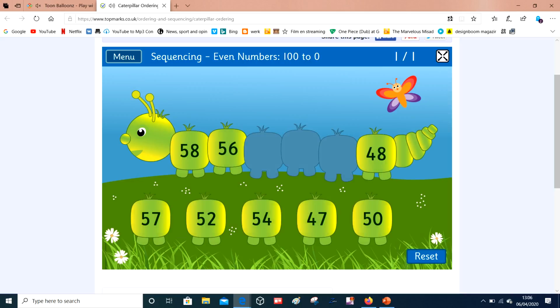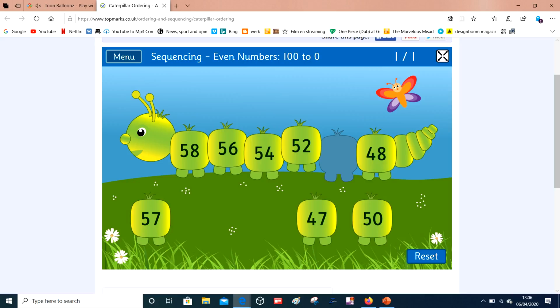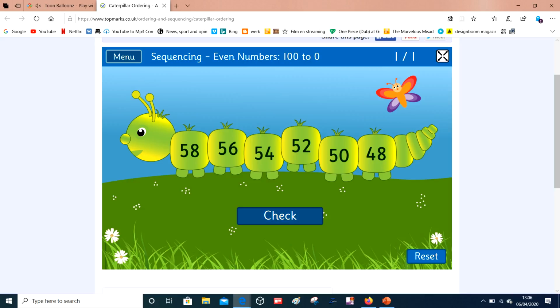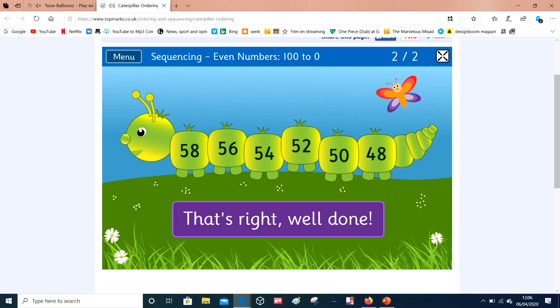Perfect. Let's try another one. So this time we're at 58. We're jumping back to 56, which again is minus 2. So what is 56 minus 2? It's 54. Well done. 54 minus 2. 54, 53, 52. Okay, well done. There we are. Let's pop that section in. And then we're jumping back again another 2. So let's count back 2. 52, 51, 50. There we are. Well done. And we've got another complete caterpillar. Let's check it. Perfect. Well done.